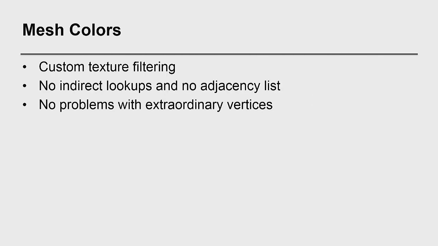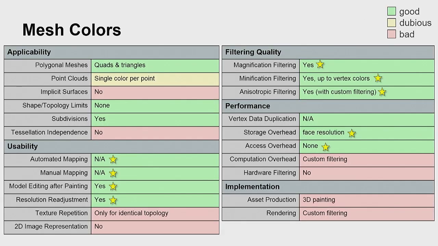By doing so, you still need custom texture filtering, but you will not have these indirect lookups, and you won't need to store an adjacency list. And you won't have any problems with extraordinary vertices because any vertex will have its own vertex colors, right? There's no ambiguity about what the color of that particular vertex should be. If you look at the score sheet for mesh colors, again, you'll see it looks very similar to PTEX. We have all these usability improvements, such as model editing after painting and resolution readjustment, and absolutely no need for worrying about texture mapping at all.